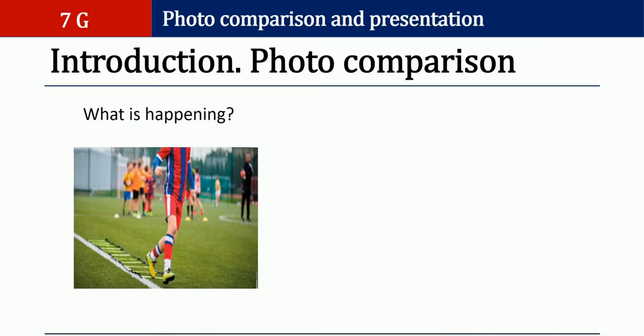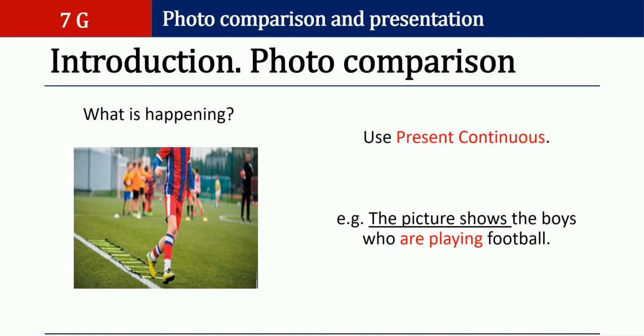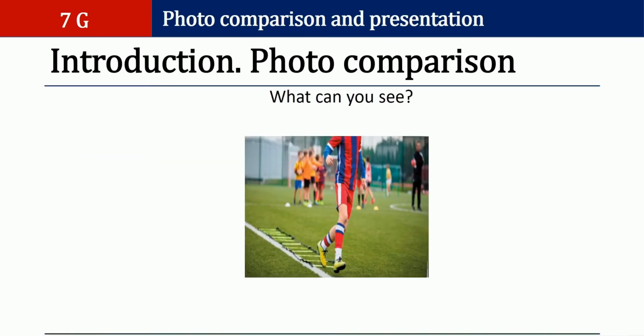The first question that you should answer while you are describing a photo is, what is happening? You should use present continuous to answer it. The picture shows the boys who are playing football. The next question is, what can you see? You should describe all the objects that are illustrated in the picture.